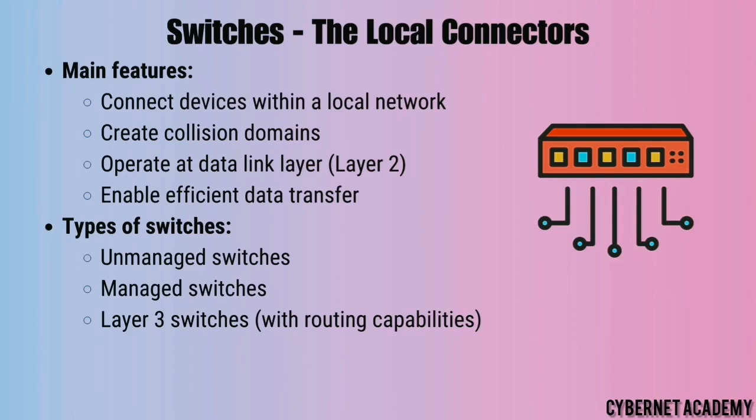Imagine a switch as a super smart power strip. Instead of distributing electricity to different devices, it distributes data. When you print a document, the switch makes sure it goes to the printer and not your smart fridge. Switches create separate lanes for data, so devices don't interfere with each other. It's like having your own private road to work.